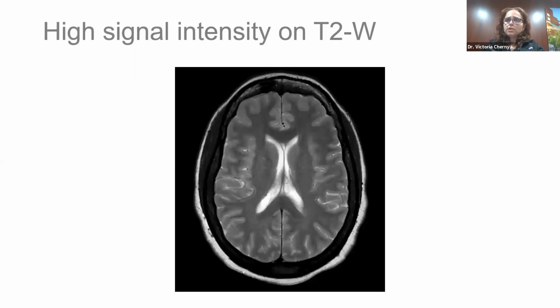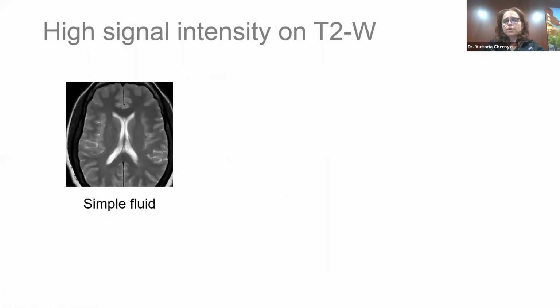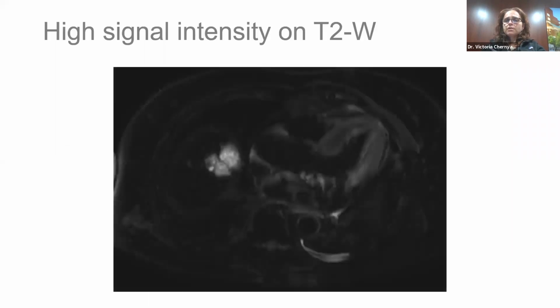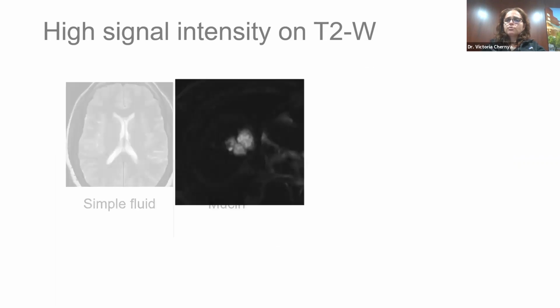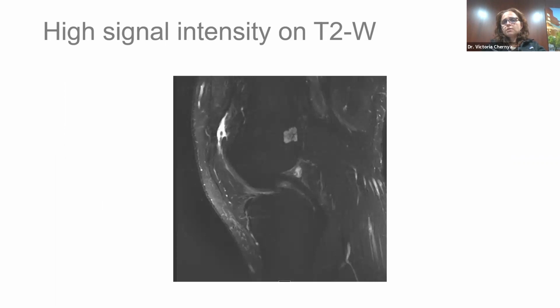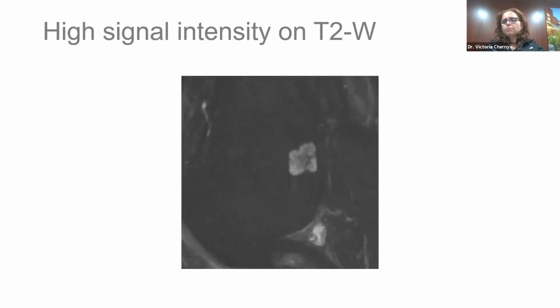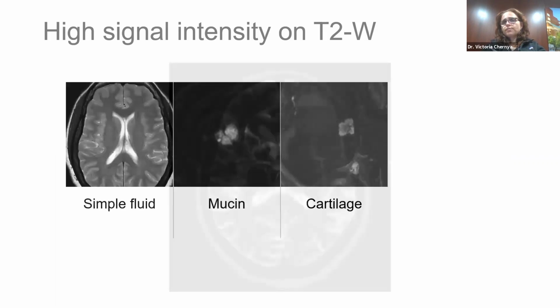What about T2? Important things are bright on T2. Of course, simple fluid, as you can see in this patient in CSF, is bright on T2. So again, simple fluid is dark on T1 and bright on T2. In this patient, we have a very bright mass in the liver, and this is from mucin in mucinous metastatic disease. In this other patient, we have a very bright lesion in the cortical bone, and this is from cartilage in a low-grade cartilaginous lesion.